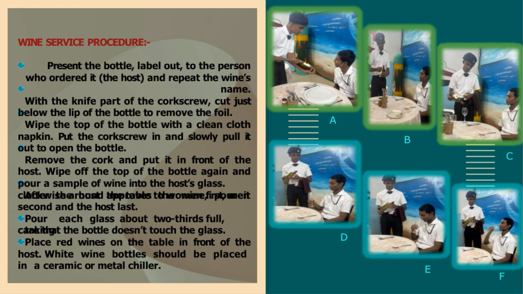When opening the bottle, use the corkscrew's knife to cut just below the lip of the bottle, removing the foil carefully. Wipe the top of the bottle with a clean cloth napkin, then insert the corkscrew and slowly pull it out. Remove the cork and place it in front of the host. Wipe the bottle again and pour a small sample into the host's glass. Once the host approves the wine, you can proceed to pour for the rest of the table. This process ensures the wine is served properly, maintaining elegance and professionalism throughout the service.